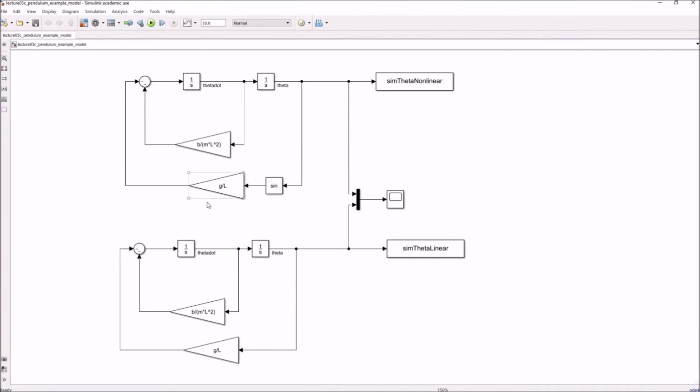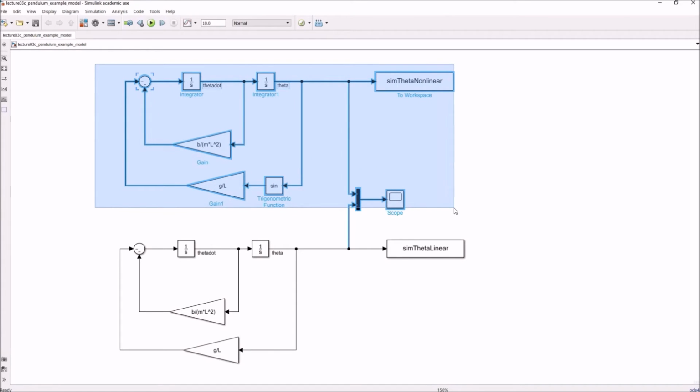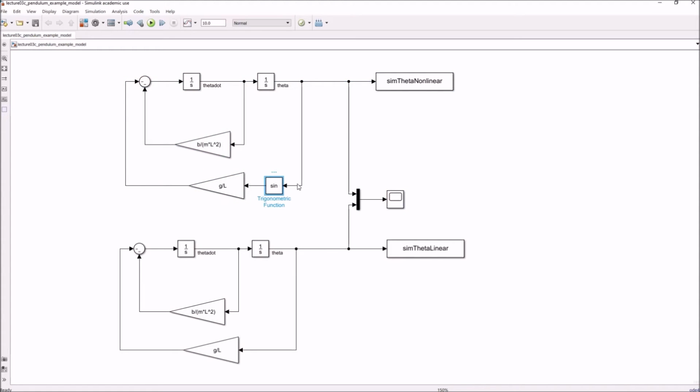All right, so here we are. I've built 2 Simulink models. This top Simulink model represents the nonlinear differential equation. You can see the sine theta term right here. Down below, I've got a linear version of it, which is basically the exact same model, but it's missing that sine term because we small angle approximated that away and just used theta instead of sine theta. So again, here are our 2 models of those 2 ordinary differential equations.